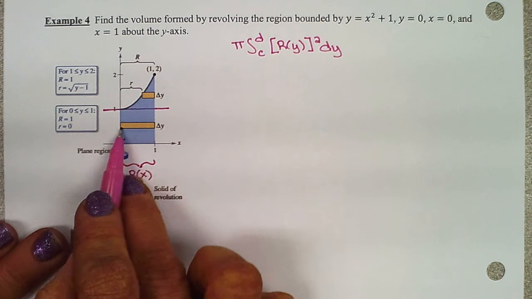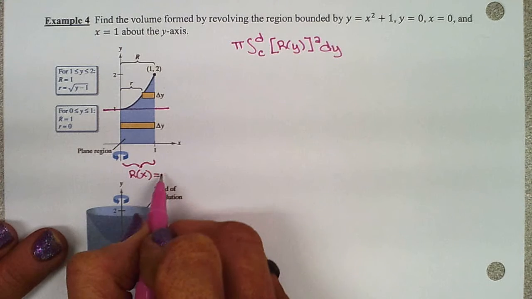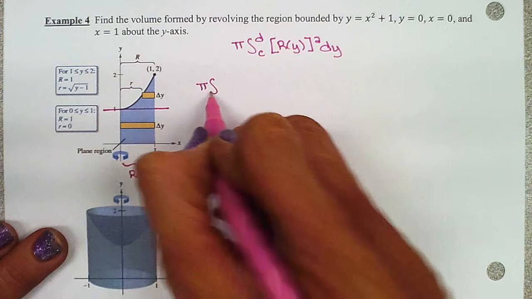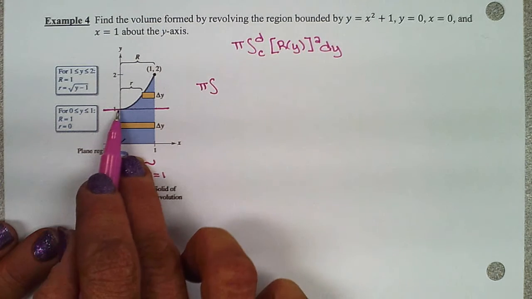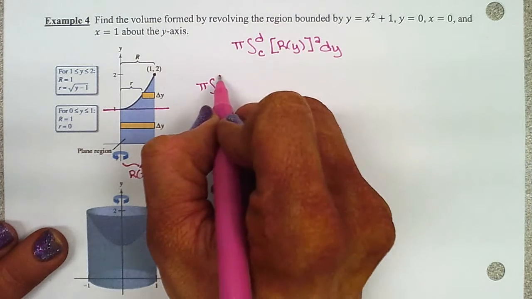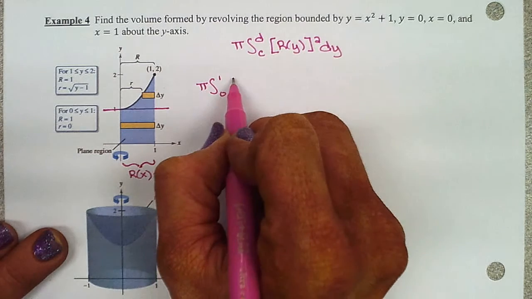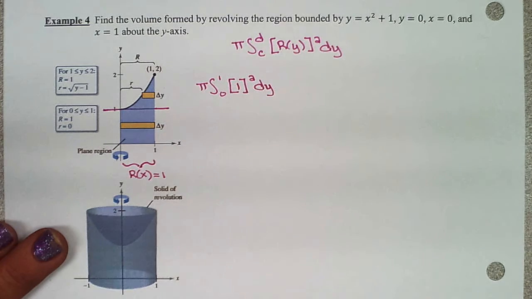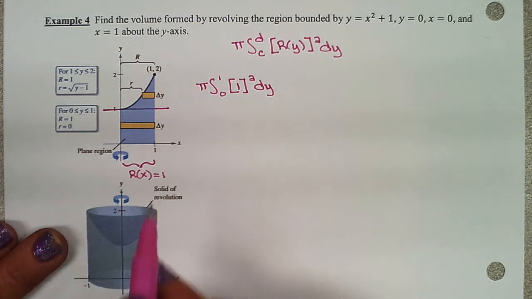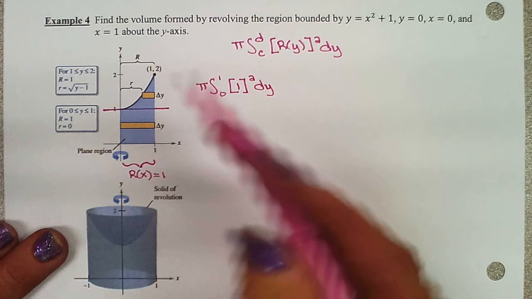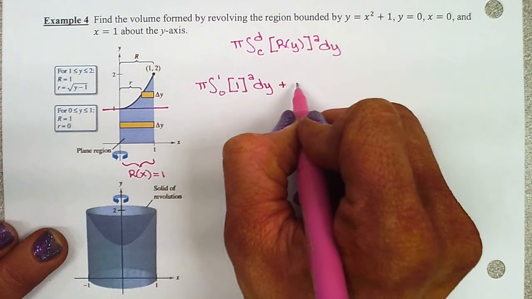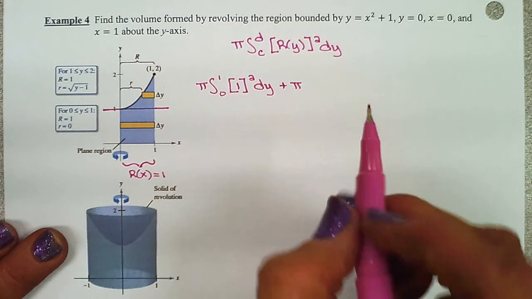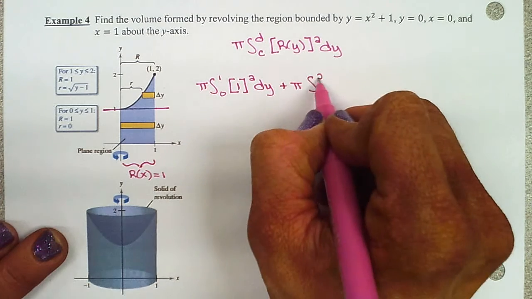So if I start with just this bottom one here, my r of x is this distance out, and this distance out is just a 1. So for this first part here, I'm going to have a pi. Here we're going from just 0 to 1 on the y. My r is just a 1, so it's a 1 squared and then dy. Now, as for the second one here, this one I'm going to be going from 1 to 2. So I'm going to have to add them together. So I got my plus, there's my pi, integral from 1 to 2.